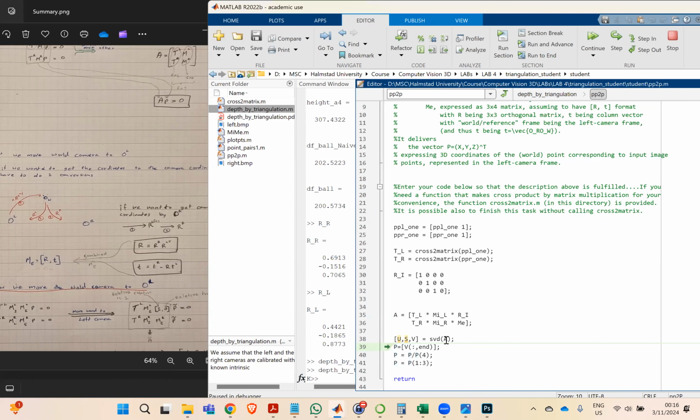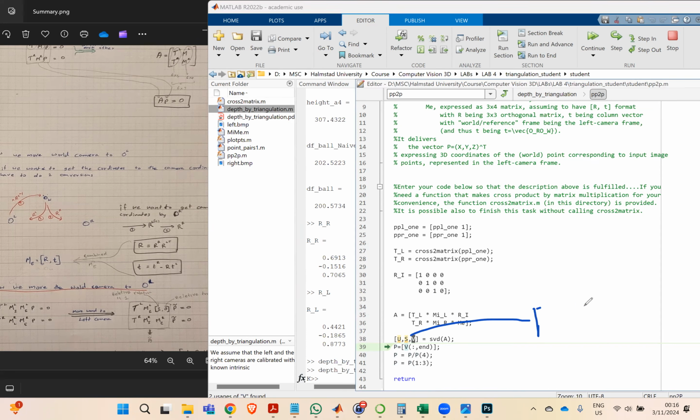Okay. Now, from this A matrix, we can take SVD, and our V is a 4 by 4, because we know the last column of V is our P value. P should have homogeneous coordinates. That means capital X, capital Y, capital Z, and the last one is 1. So V is a 4 by 4 matrix, and the last column, okay, this is our values. This says X, Y, Z, and 1. These are the real world points. Okay, this is very important.